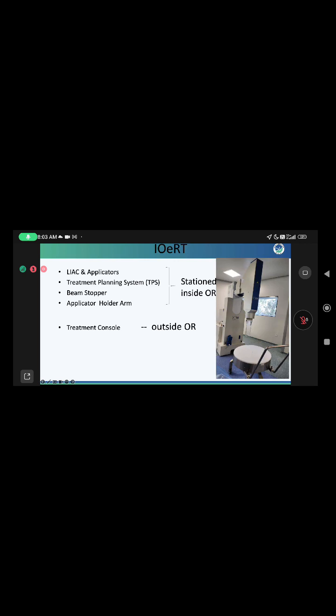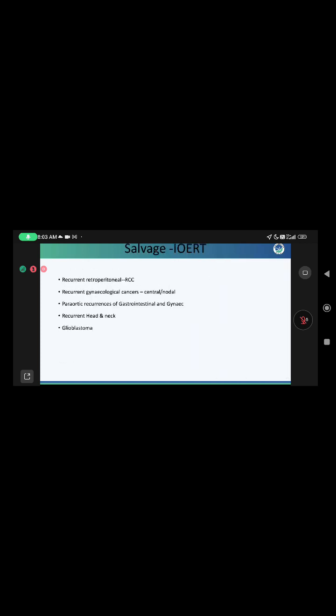Here we have electron energies of 6 MeV, 8 MeV, 10 MeV and 12 MeV. Four energies of electrons are available in this machine, and we all know that the range of electrons is very less. If I show you the previous slide.